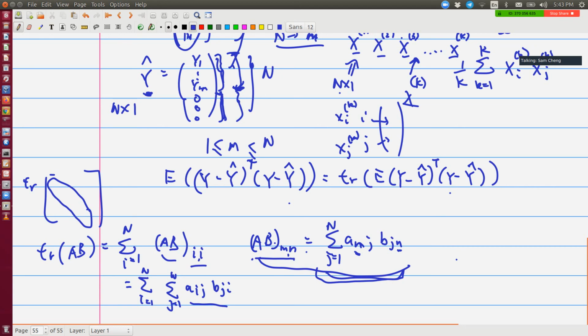This is the matrix multiplication, right? You have A B multiplied. Then the mn element is just this: the mth row multiplied by the nth column. The mth row will have elements A_m1, A_m2, A_m3, and so on. So you have A_m1 multiplied by B_1n, plus A_m2 multiplied by B_2n, right?